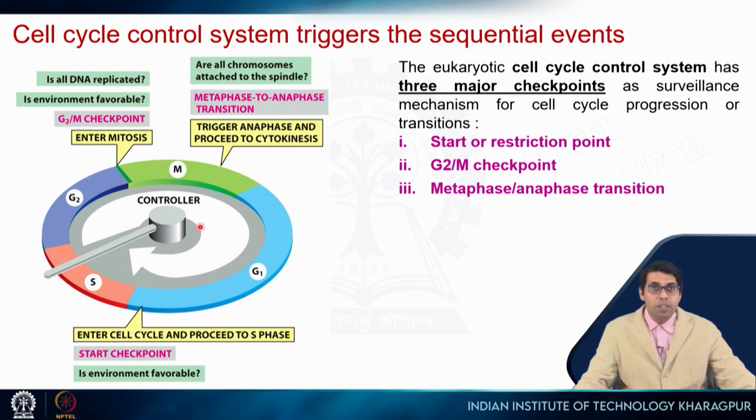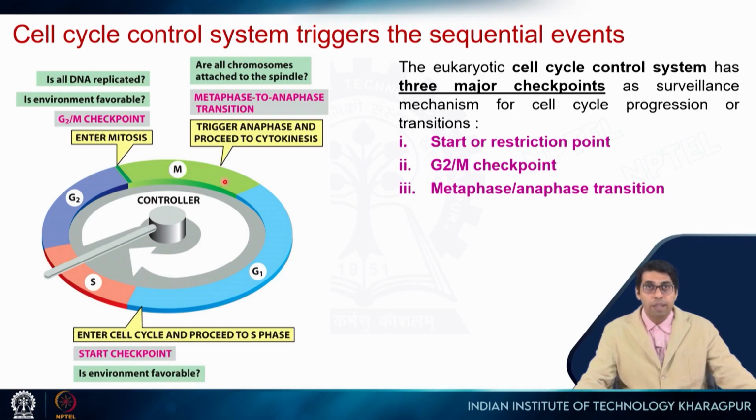So, it turns out that there are three major checkpoints. The first one is the start or restriction point, right. So, start or restriction point is here. After the G1, the cell decides, is the environment favorable, do I have enough material to replicate DNA, because the DNA number will double in the S phase. Then there is the G2/M checkpoint, between the G2 phase and the M phase, right. So, the cell has to decide if all the DNA is replicated, is the environment favorable, is all the machinery there, now it can enter the M phase.